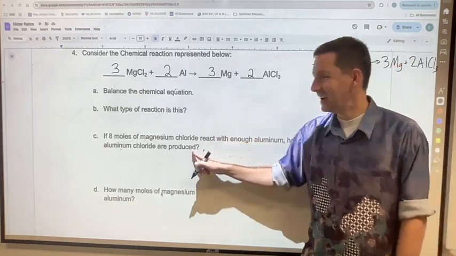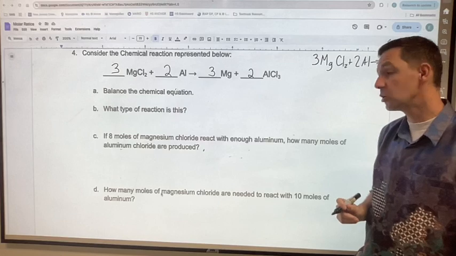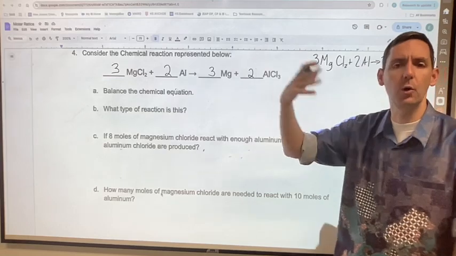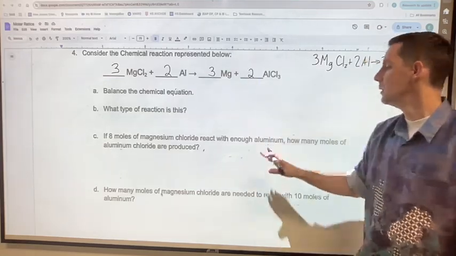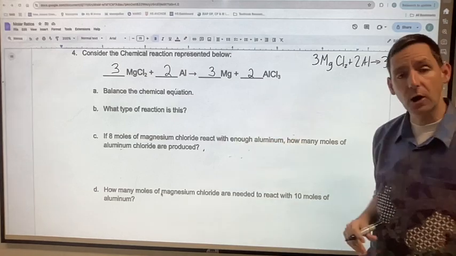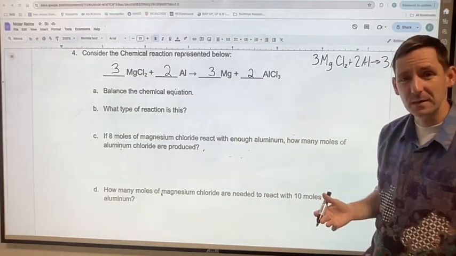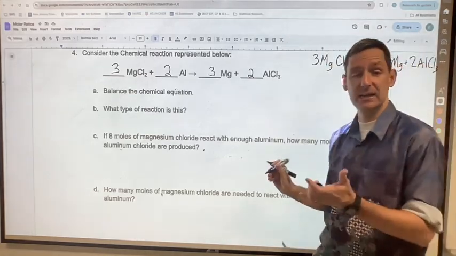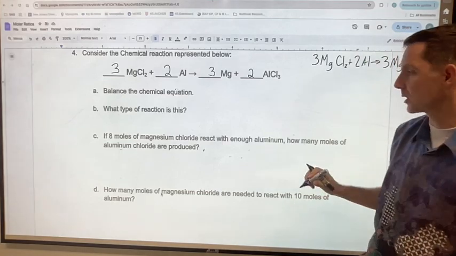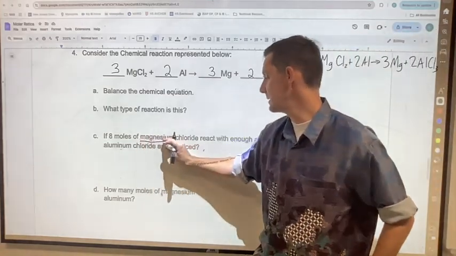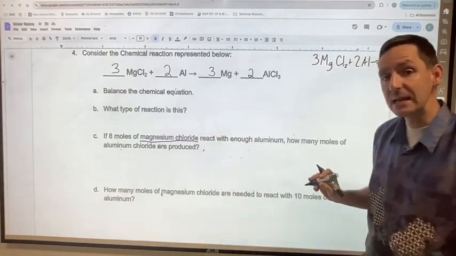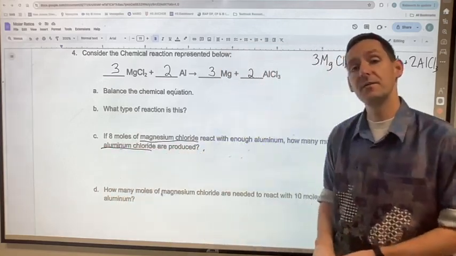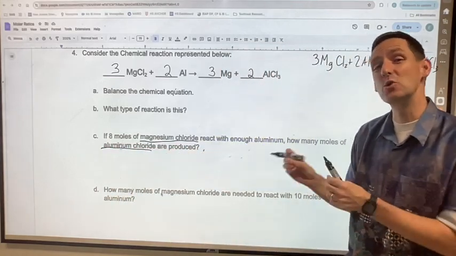Letter C, number C. If we have 8 moles of magnesium chloride that react with enough aluminum, so we're just saying we have plenty of aluminum, don't worry about it, you'll have as much as you need. How many moles of aluminum chloride are produced? Okay. So this one, it's not starting us off with find this mole ratio. It's just asking us to go straight into it. Hopefully you're getting a little more comfortable with that. So I'm starting with the magnesium chloride, and I'm ending with the aluminum chloride. Okay, so I'm obviously going to need a mole ratio that connects those two.